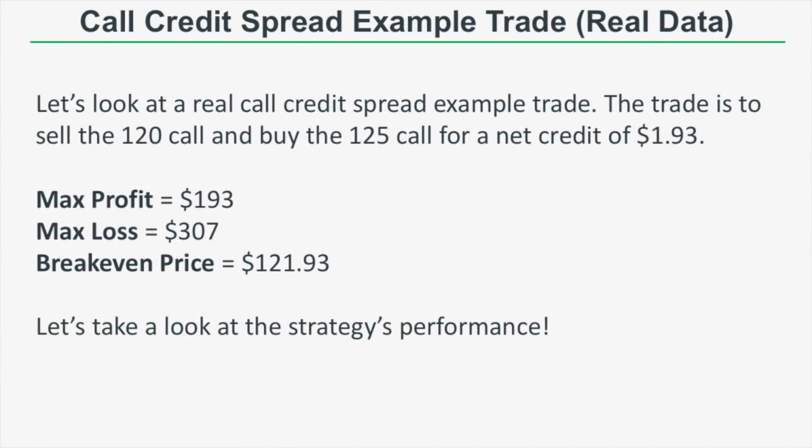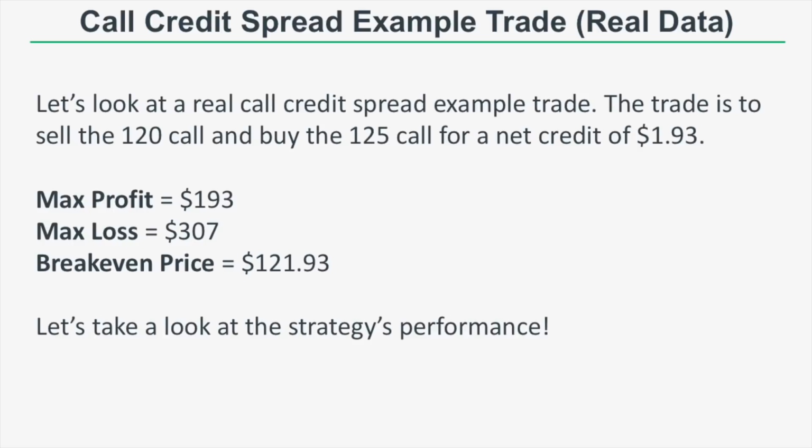So let's look at a real call spread example with real option data. The trade that we're going to look at is to sell the 120 call and buy the 125 call for a net credit of $1.93. Now the actual stock does not matter because the mechanics will be the same no matter what stock you choose. So since we collected a net credit of $1.93, our maximum profit potential is $193.